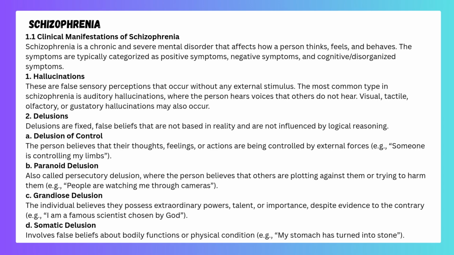B. Paranoid delusion. Also called persecutory delusion, where the person believes that others are plotting against them or trying to harm them, e.g., people are watching me through cameras. C. Grandiose delusion. The individual believes they possess extraordinary powers, talent, or importance, despite evidence to the contrary, e.g., I am a famous scientist chosen by God. D. Somatic delusion. Involves false beliefs about bodily functions or physical condition, e.g., my stomach has turned into stone.